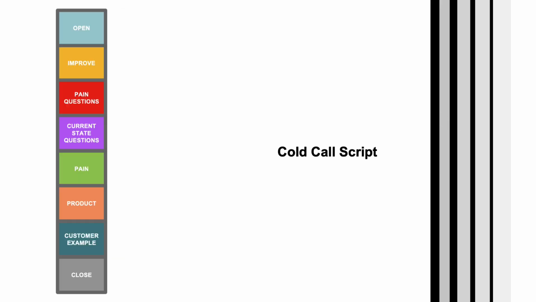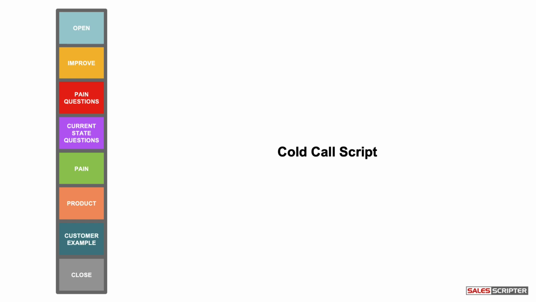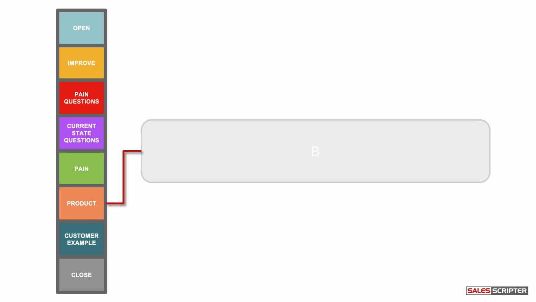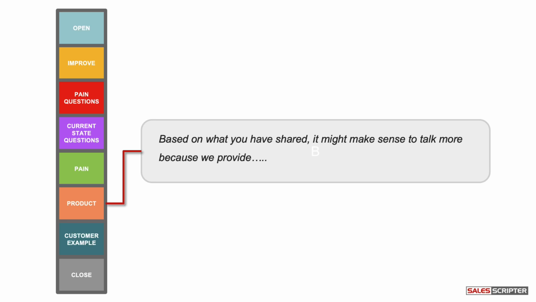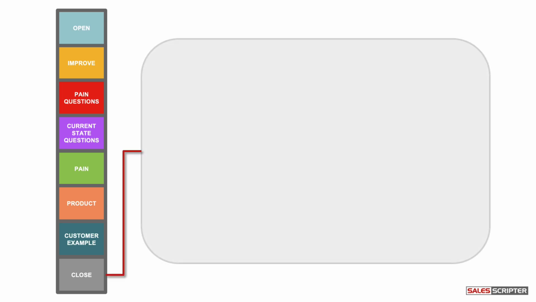And once you identify through your questions that it makes sense to talk more, you can then transition to going for the close by saying something like, well, based on what you've shared so far, it might make sense for us to talk more because we provide, and then you can share a few details around the product or service that you sell, and then go for the close.